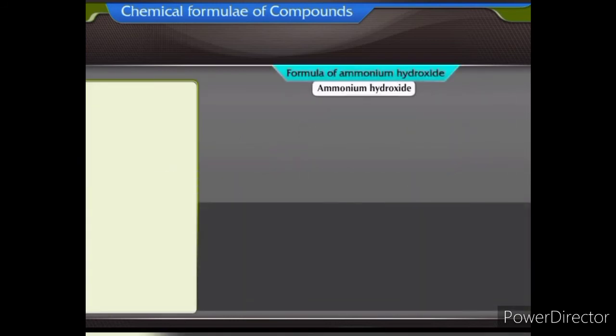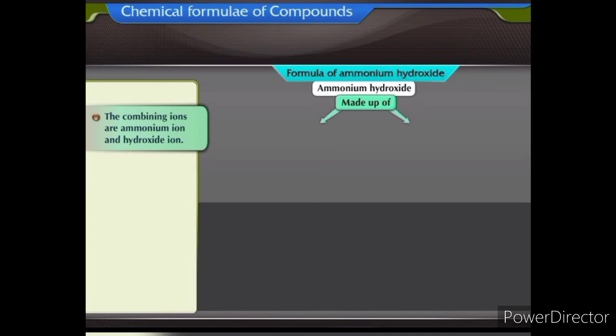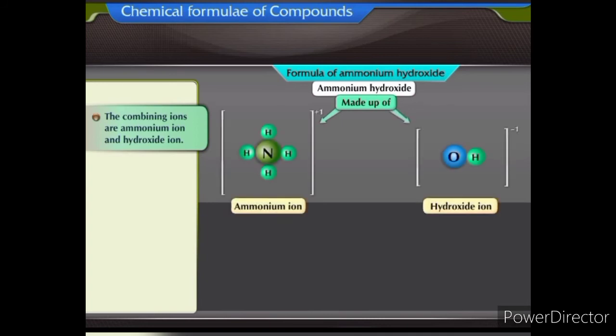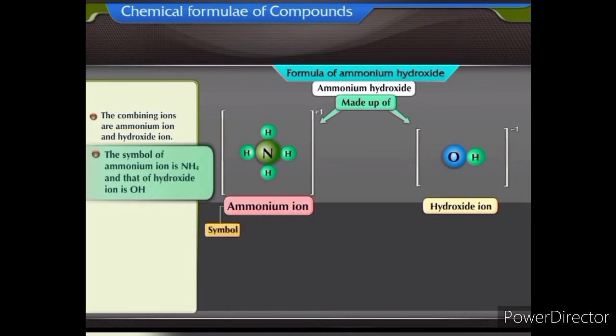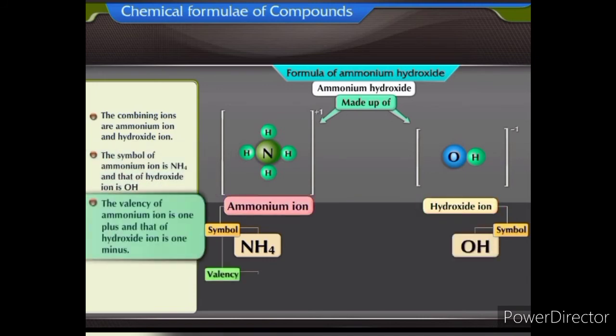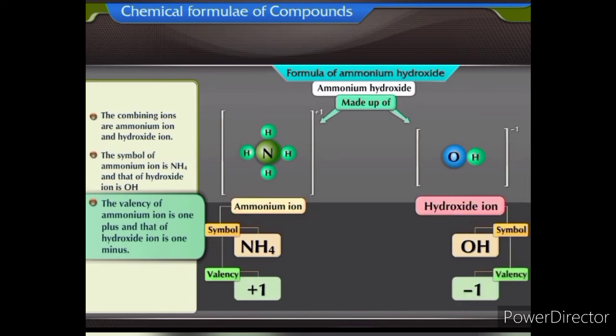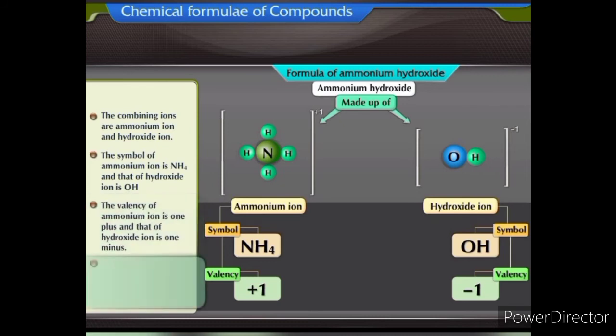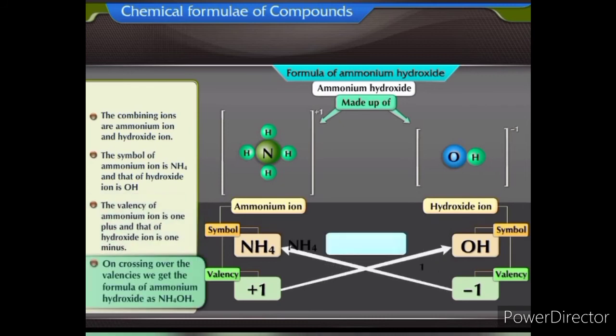Formula of ammonium hydroxide. The combining ions are ammonium ion and hydroxide ion. The symbol of ammonium ion is NH4 and that of hydroxide ion is OH. The valency of ammonium ion is 1 plus and that of hydroxide ion is 1 minus. On crossing over the valencies, we get the formula of ammonium hydroxide as NH4OH.